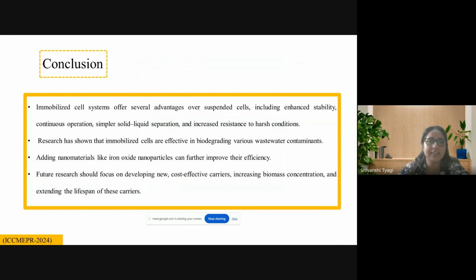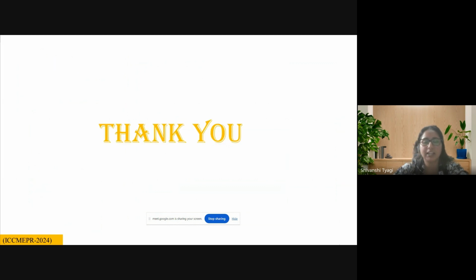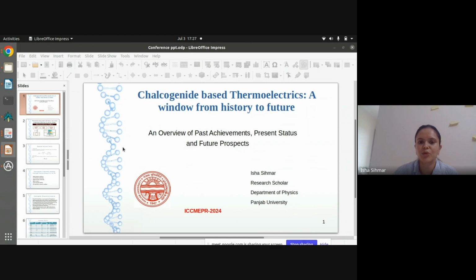Conclusion: immobilized cell systems offer several advantages over suspended cells, including enhanced stability, continuous operation, simpler solid-liquid separation, and increased resistance to harsh conditions. Research has shown that immobilized cells are effective in biodegrading various wastewater contaminants. Adding nanomaterials like iron oxide nanoparticles can further improve their efficiency. Future research should focus on developing new and cost-effective carriers, increasing biomass concentration, and extending the lifespan of these carriers. Thank you.